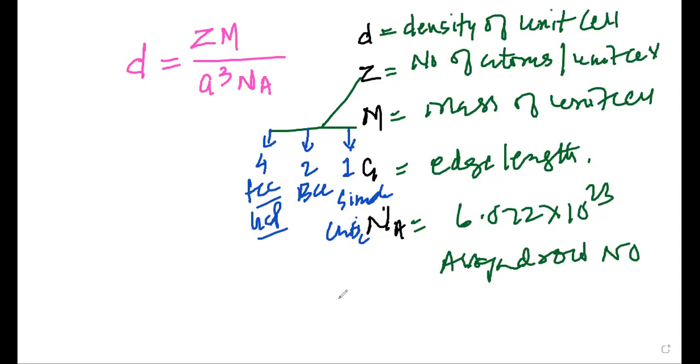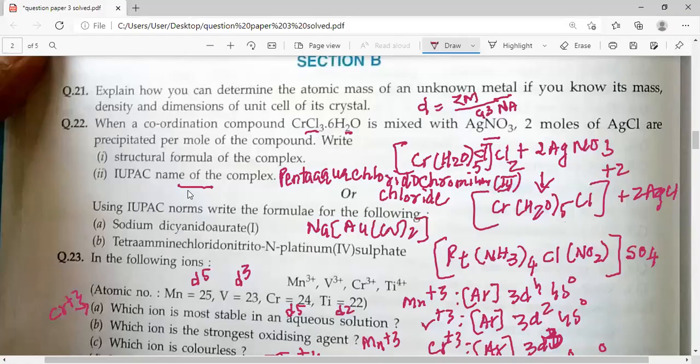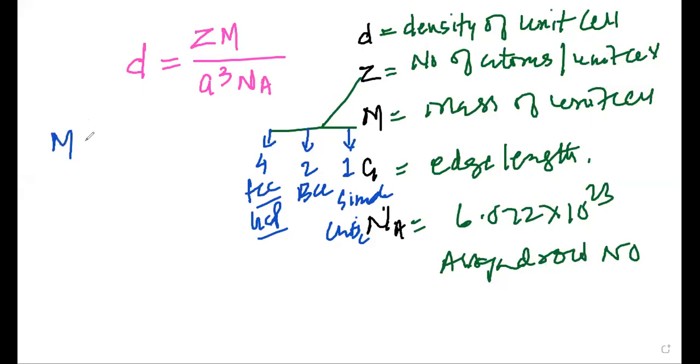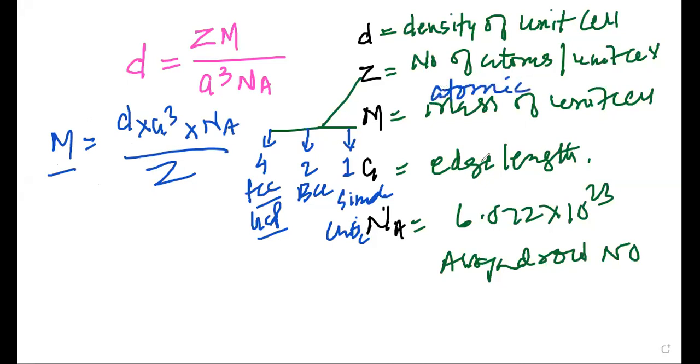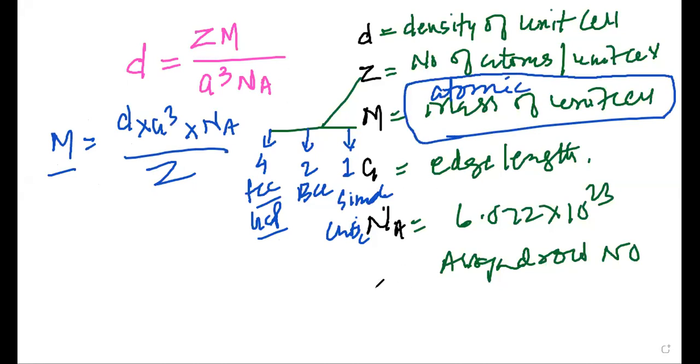So now what is the question? Let me take you back to the question again. Explain how you can determine the atomic mass of an unknown metal if you know its mass, density and other dimensions. You can easily convert this formula into the atomic mass: M is equal to D multiplied by a cube multiplied by Na divided by Z. This is the formula by which you can find out the atomic mass of the unit cell. I hope you have understood this.